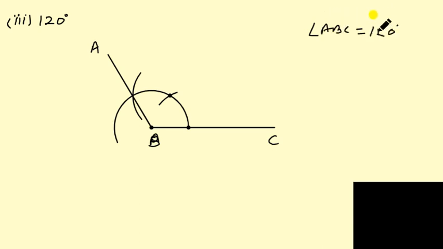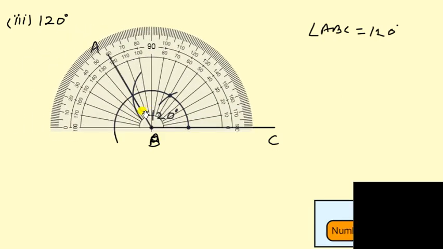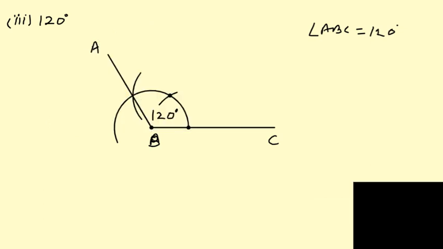Now the third part, it is 120 degrees. So how can we draw this one, 120 degrees? Let us see. First of all, take the scale and draw a line 6 centimeters, and that line is AB. It's 6 centimeters. Now remove the scale and write here A.